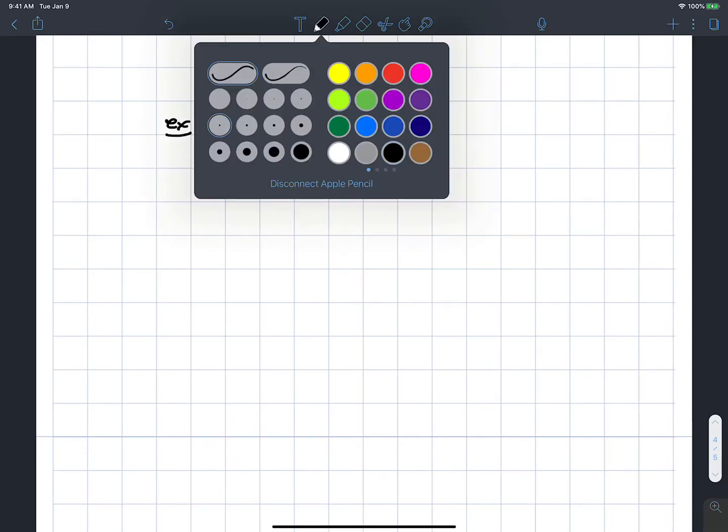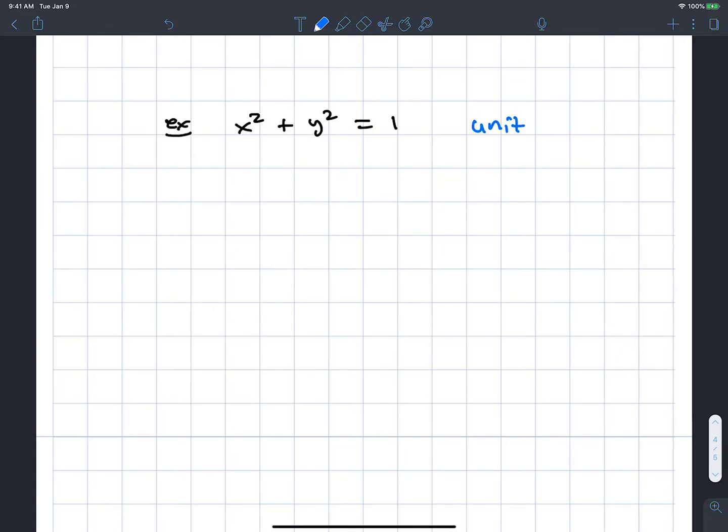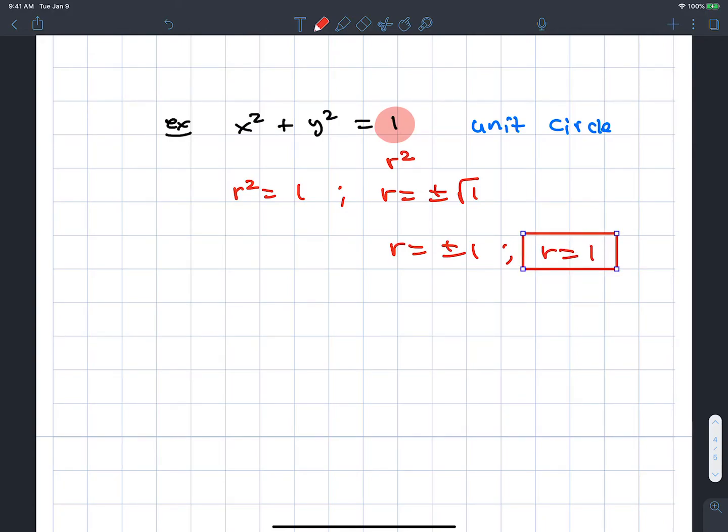Now, this is called the unit circle. So this has a very special name. This is our unit circle because the number 1 really means unit. So r squared here in this case equals 1, which means r is plus or minus square root of 1. R is plus or minus 1. Our radius is 1. So here's how we start. So we have to draw a circle with radius 1.